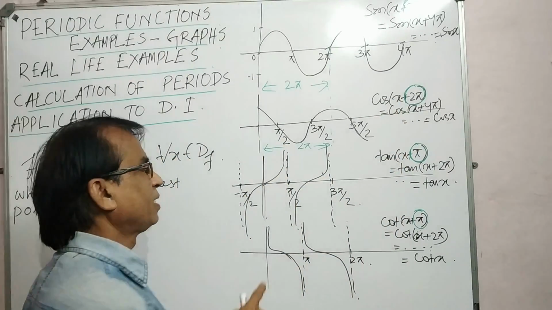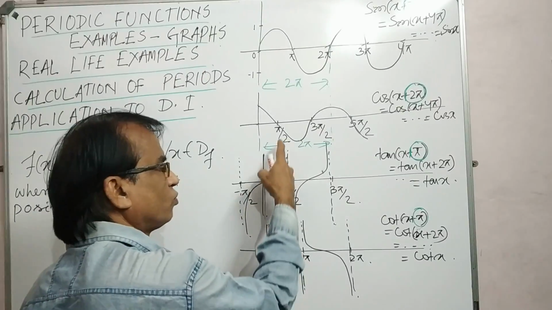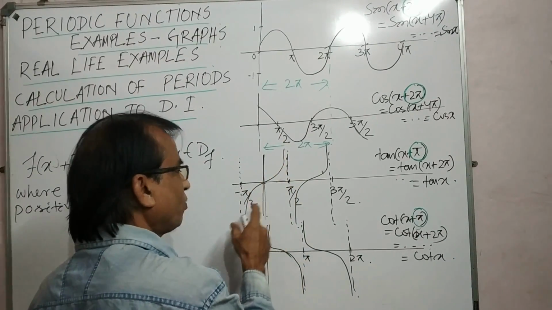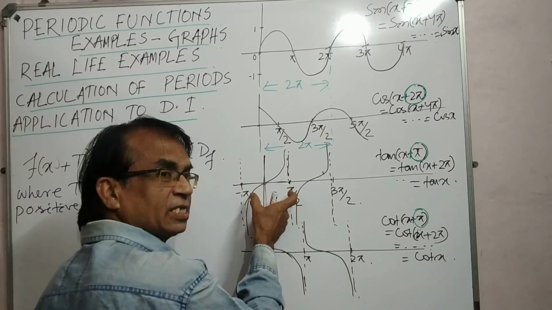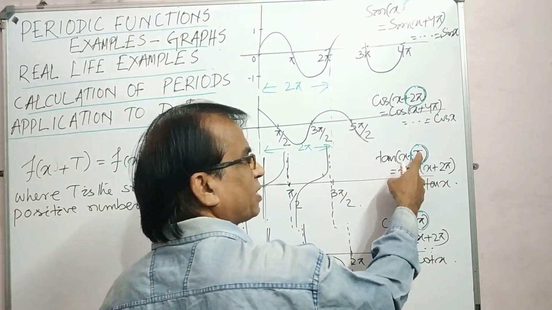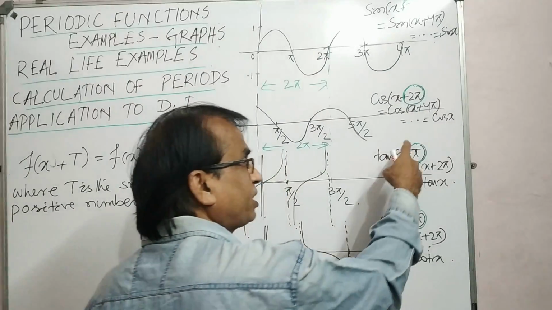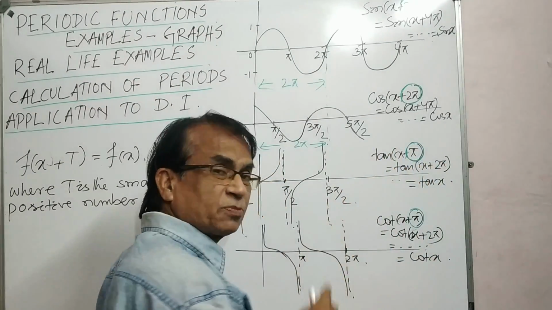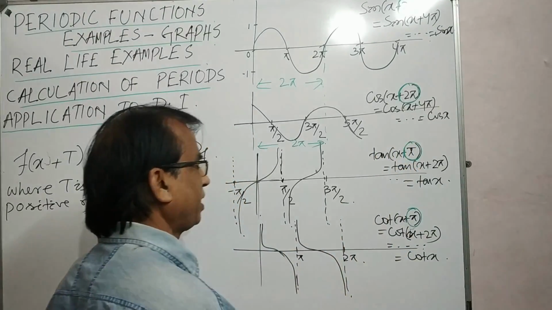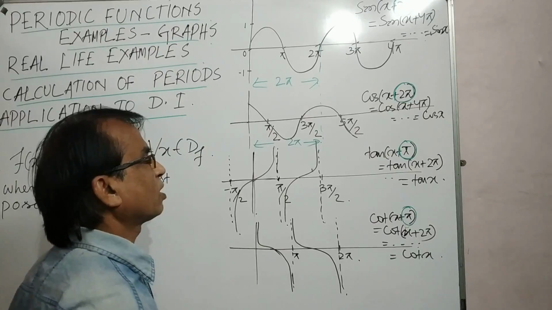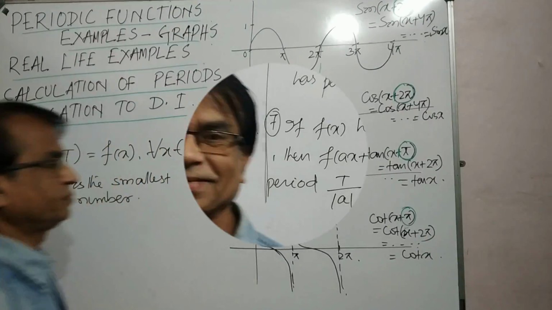Coming to tan. Tan is not defined at pi by 2, so it has an asymptote, and we draw it. What you see is that this length is pi. So tan of x plus pi, and tan of x plus 2 pi, up to tan of x. Among pi and 2 pi, who is the smallest? The pi. The period of tan is pi. Similarly, the period of cot is pi.